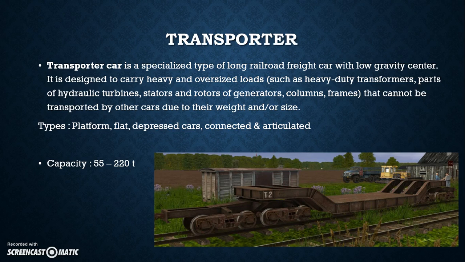Depressed transporter cars have the main carrier frame, which in the middle of the car forms a depression between the 2 lateral elements. In the lower part of the depression are movable supports for the cargo. And the depressed transporter cars have a capacity from 60 to 120 tons.